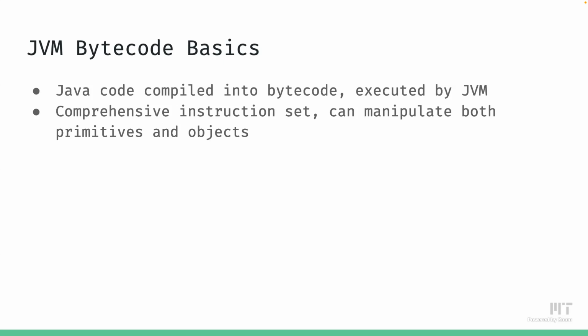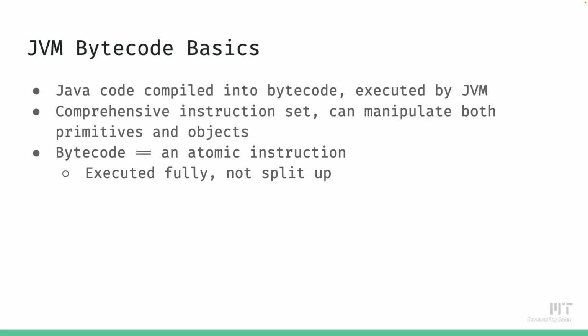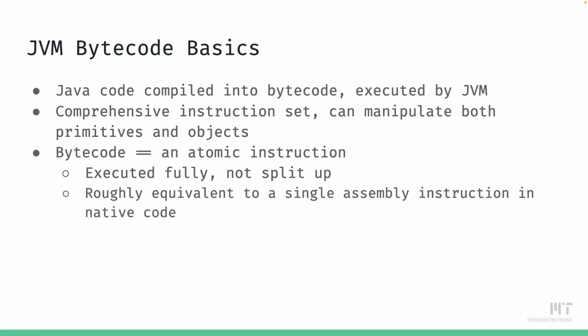Some of you may be familiar with assembly. It's similar to that, except traditional assembly is more focused on bits and numbers, and that's all it can do. Whereas the bytecode instruction set is more high level, so it can work with both primitives and objects. We think of a bytecode as an atomic instruction, which means you're guaranteed that the whole thing is executed. You don't have half of it running. It's fully executed whenever it runs.